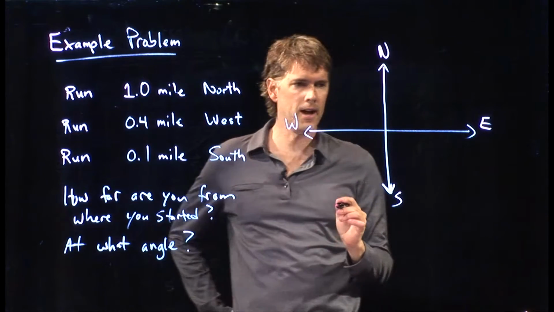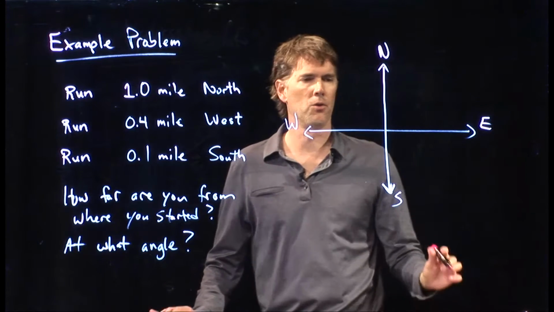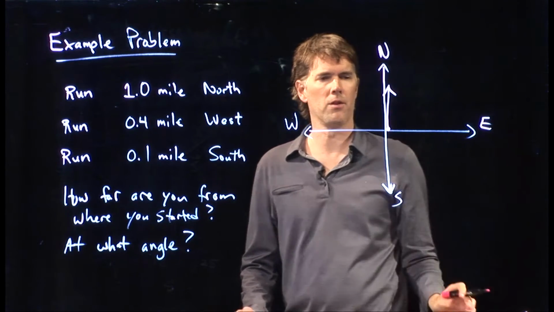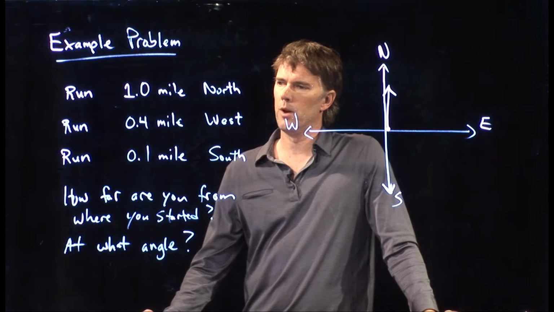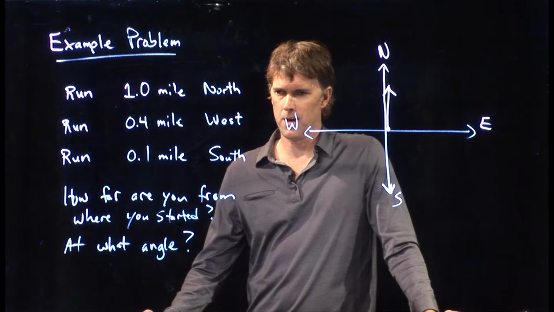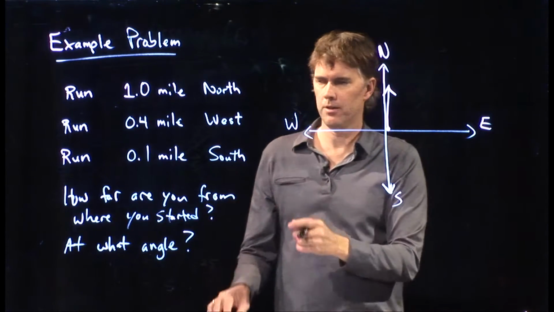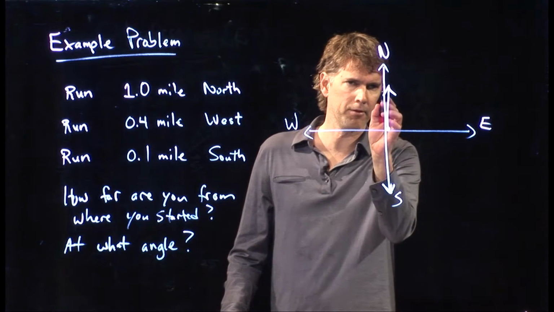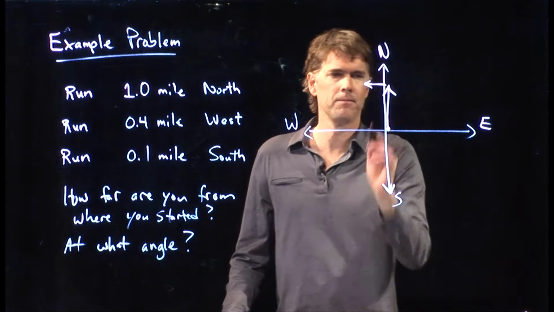So now let's see if we can visualize this thing. I'm going to run 1 mile north. Okay, we're going to start right there. We're going to go 1 mile north. That's my first movement. Then I'm going to run 0.4 miles west. So west is this way, it's off to the left. And so we're going to go 0.4 miles, which is not quite half of the arrow that we just drew. So maybe something like that.